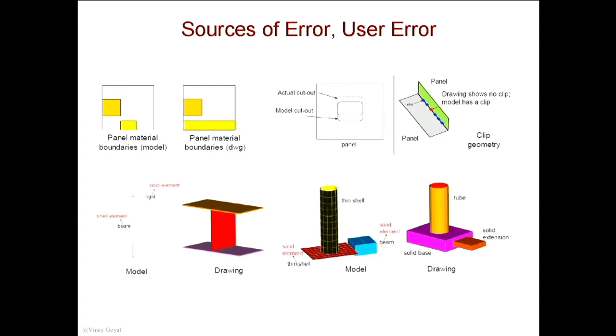Here, this base may look like a plate. Sure, it looks like a plate, but the aspect ratio is not such that this dimension is thinner than the others. So we've got to be careful. And in this case, I would have represented these as solid elements, as an example.